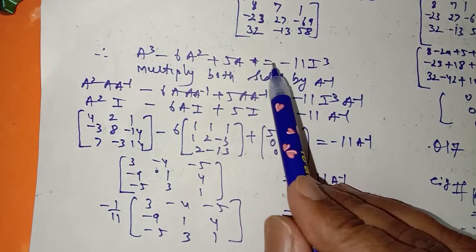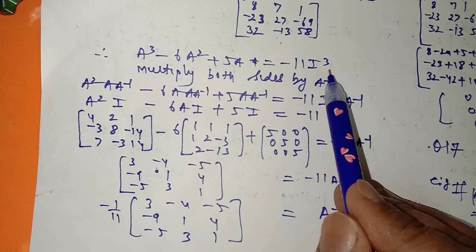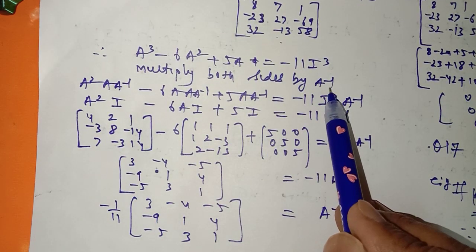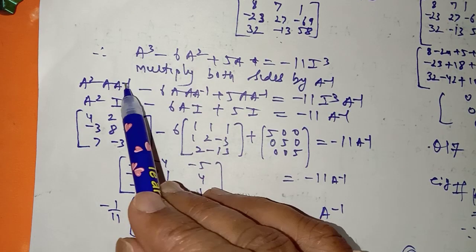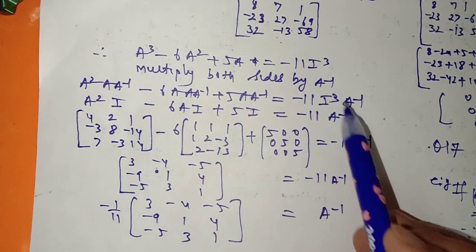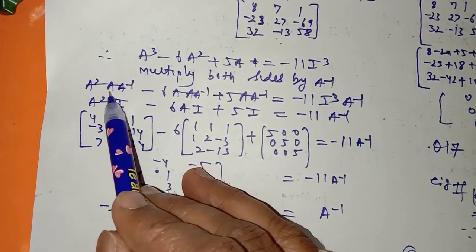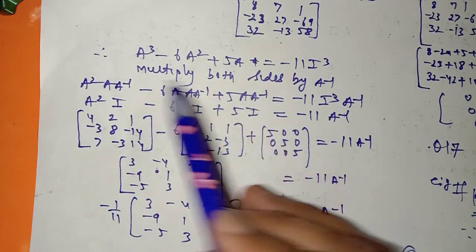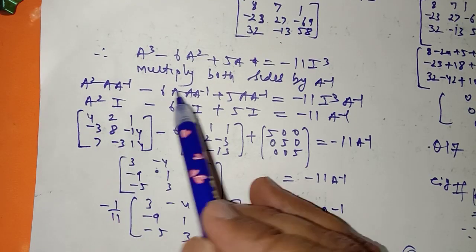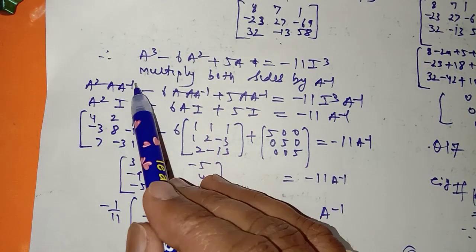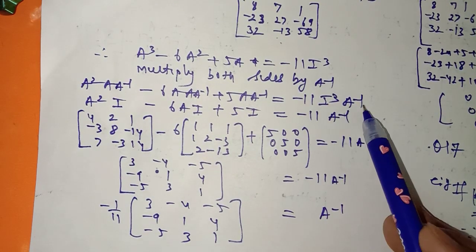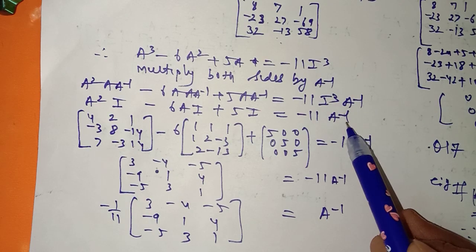So what you have to do, you take the identity matrix to the right hand side, then multiply both sides by A inverse. This is the main step in these types of questions. So multiply A inverse on every term. For A cube you can write A square into A into A inverse. For A square you can write A into A, and for A this is A inverse. So A into A inverse is I, and A square into A inverse is A. A into A inverse is I, and I cube into A inverse, I cube is I, and multiplied with the inverse, it is A inverse.